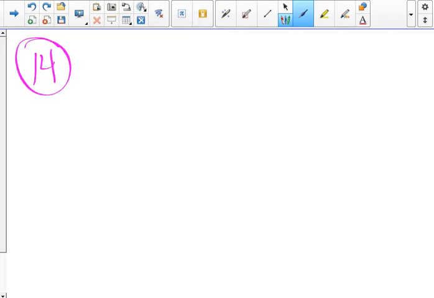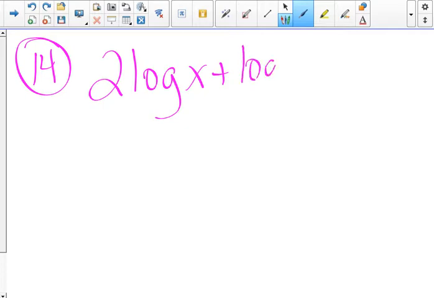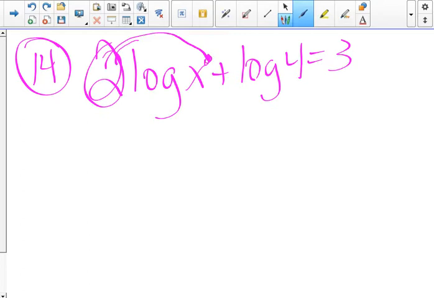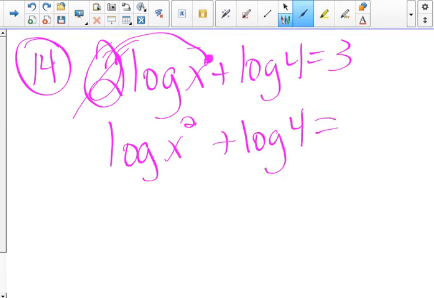On your sheet, they give you 14, and they say 2 log x plus log 4 equals 3. So the first thing I know I've got to fix is this guy, right? And looking at your power property, that's going to go right here. So this is going to become log x squared plus log 4 equals 3.